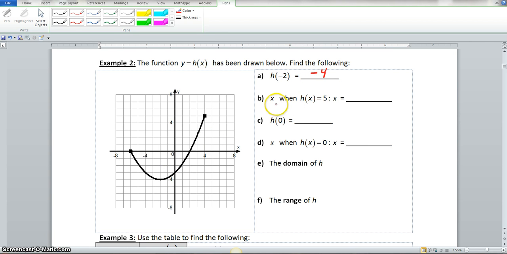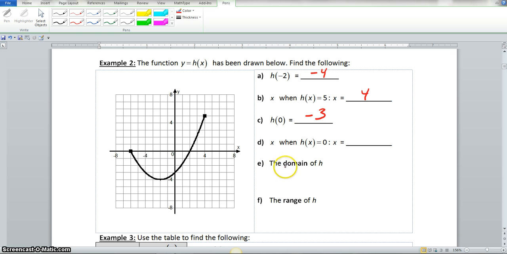Now it says x when h of x is equal to 5. So now this is what we would do. We would go where y is 5, because remember, what h of x equals is what y is actually equal to. So we'll go where y is 5, and then we will look at our x. Our x is 4. Now we go h of 0. So we'll go where our x is 0, and we go down here on the graph, y is negative 3.